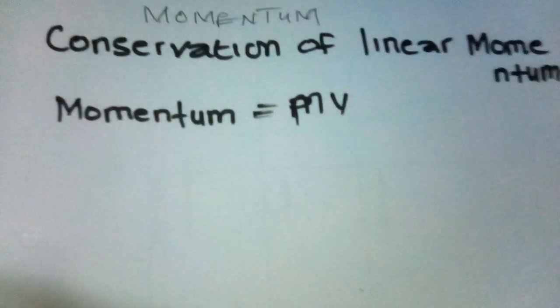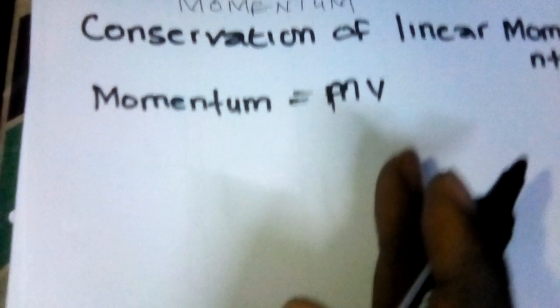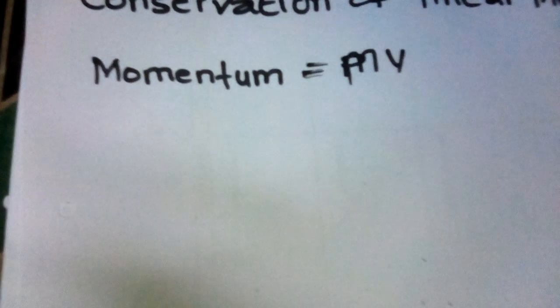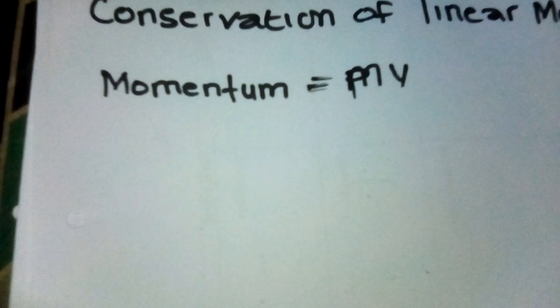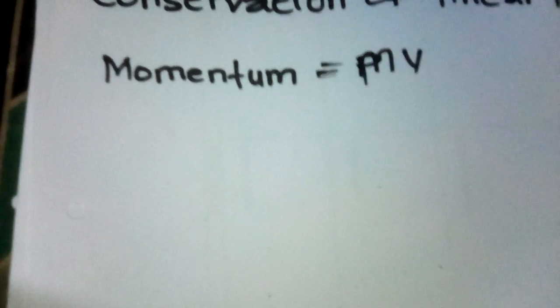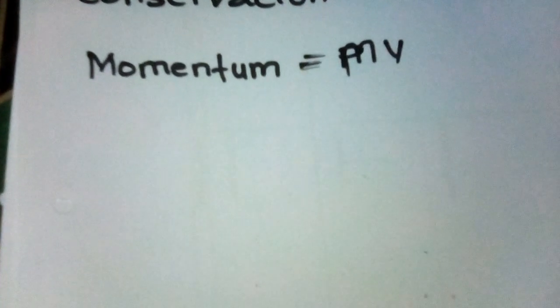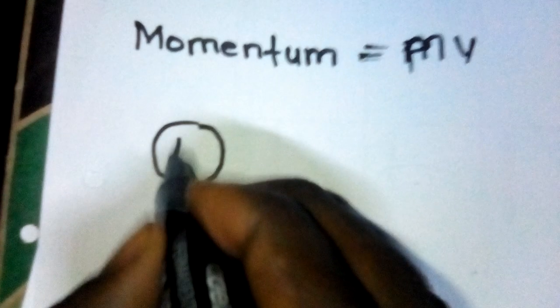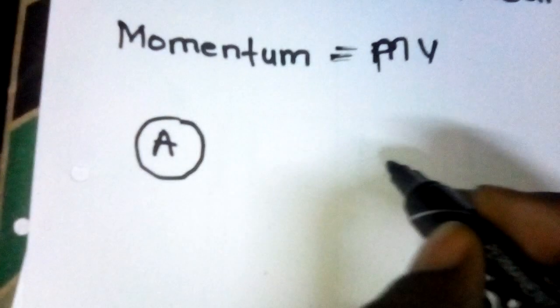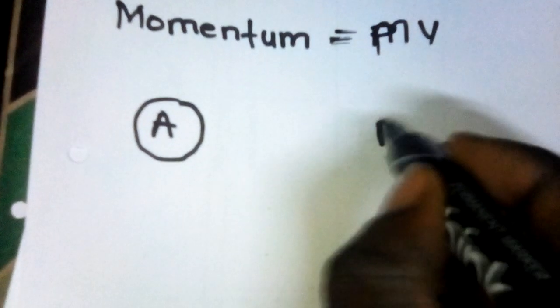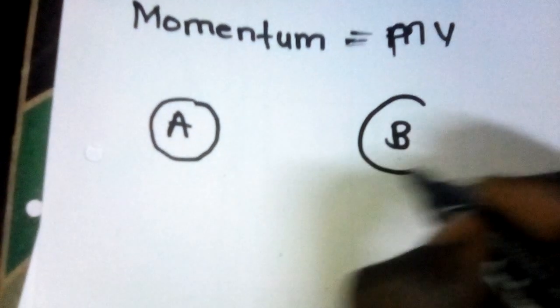Now, to understand the principle of conservation of linear momentum, here is the thing: the total momentum of an isolated system remains constant if no external forces act upon it. Now, what does this mean? Let us suppose this is our body, body A, and this is our body, let us call it body B.